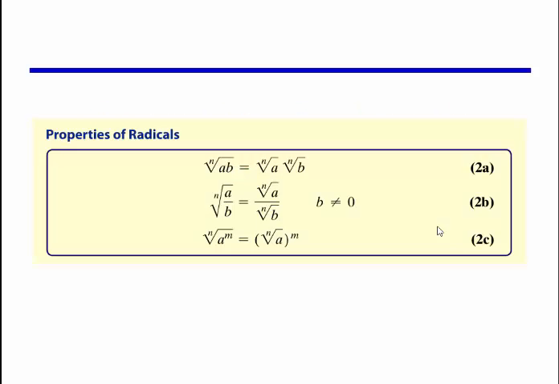So now we're going to simplify radicals. Here are some properties. The nth root of a times b is equal to the nth root of a times the nth root of b. The nth root of a over b is equal to the nth root of a divided by the nth root of b, as long as b does not equal 0. And then the nth root of a to the n power is equal to the nth root of a raised to the n power.